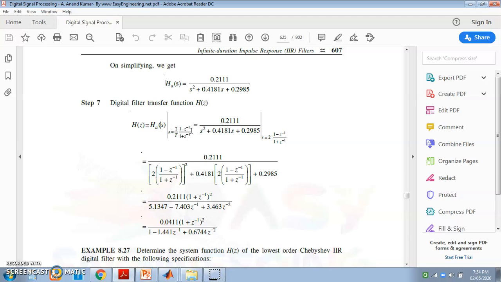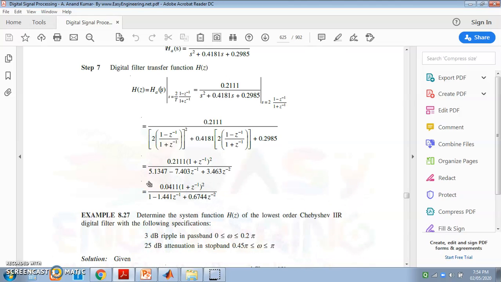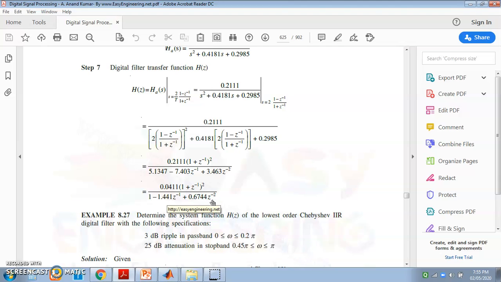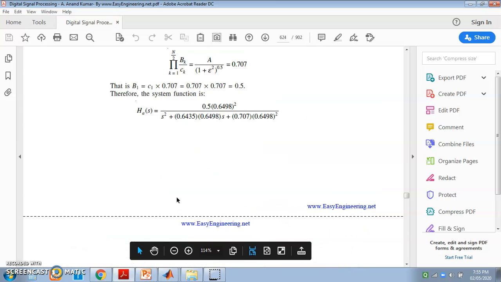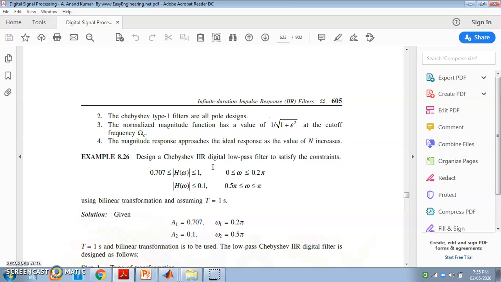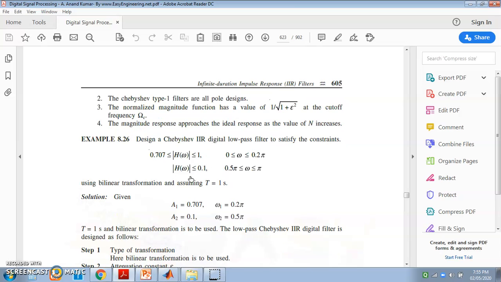So replace small s by this right hand side, that is 2 by T times (1 minus z inverse) upon (1 plus z inverse), and assume T is equal to 1 second. By solving this, we have the transfer function H(z) is equal to 0.0411 (1 plus z inverse) squared divided by 1 minus 1.441 z inverse plus 0.6744 z raised to minus 2. So this is about the low pass filter, using Chebyshev approximation and for the infinite impulse response case.